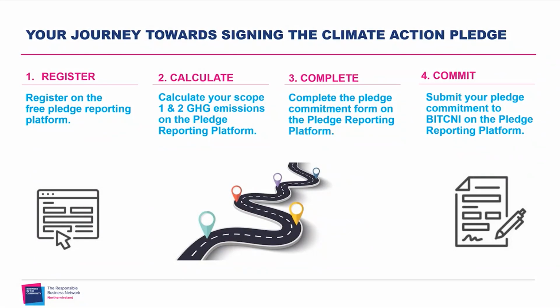And once you're registered, you will then receive an email where you can go in and enter your emissions data and calculate your Scope 1 and 2 emissions on the platform. Then you will go through to the next page where you can complete your pledge commitment form and outline your chosen commitment level. Once you click submit, then the Business in the Community Environment team will get in touch with you to share a pledge comms pack and your pledge certificate as well.